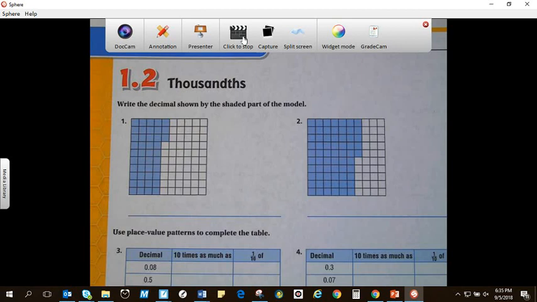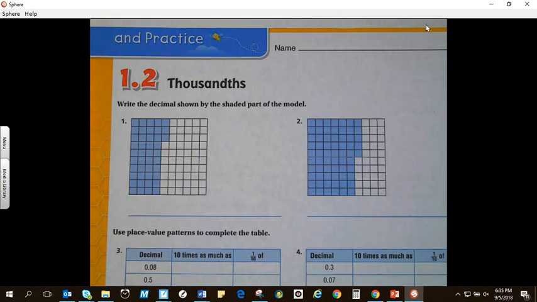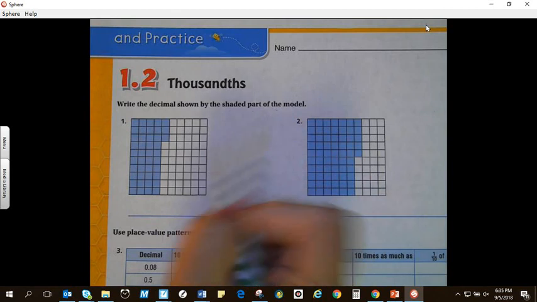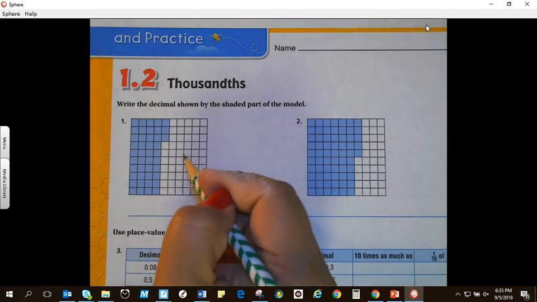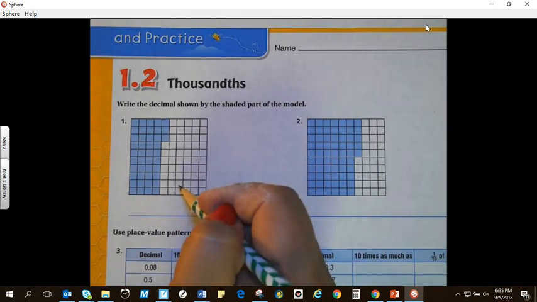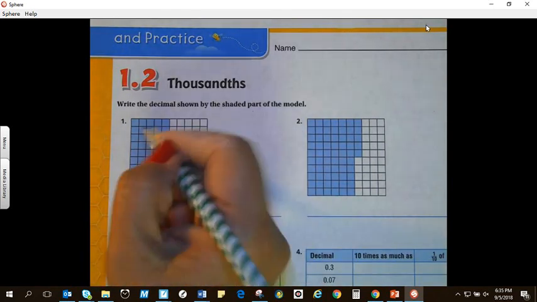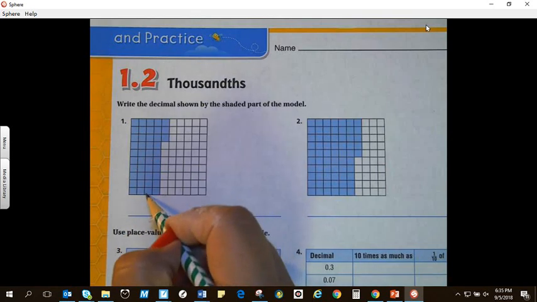So what I'd like for you to do is, let's go over, because we're doing the odds, we're going to write the decimal that's shown by the shaded part of the model. So what you'll have on benchmark, and you will also see this on STAR, is how would this decimal be written?